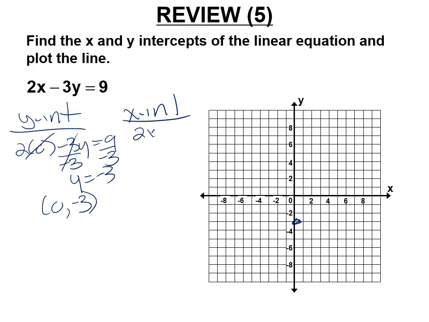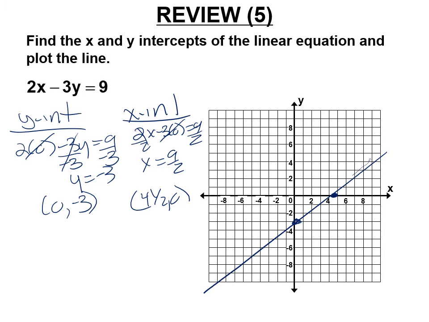X-intercept, make y equal to 0. Divide both sides by 2. X equals 9 halves. 8 halves is 4, so this is 4 1/2, 0. Halfway between 4 and 5. I've done a lot of half ones, but you could do a third. A third is a third of the way, like 4 1/3 would be a third of the way between 4 and 5. It works that way.